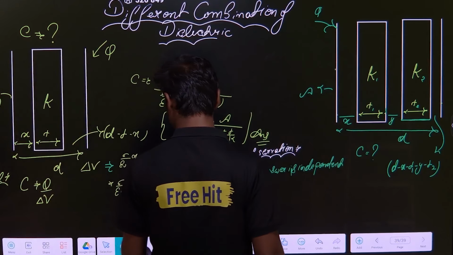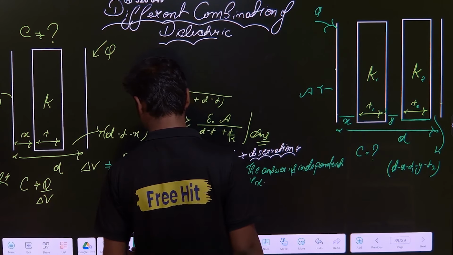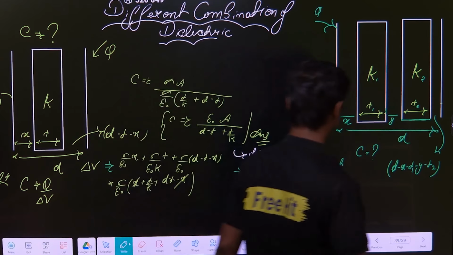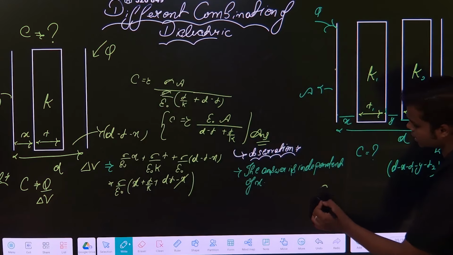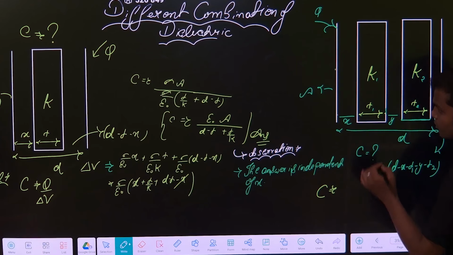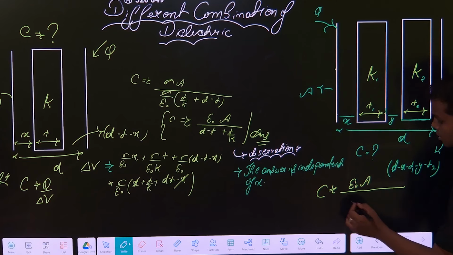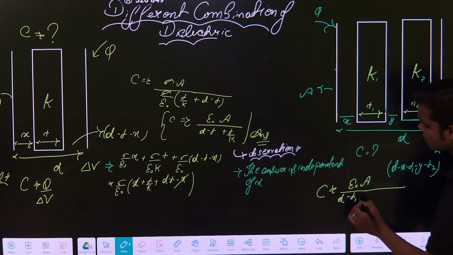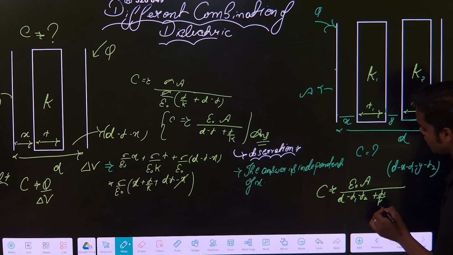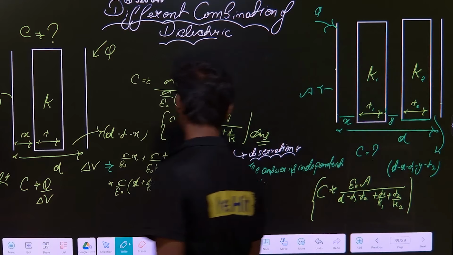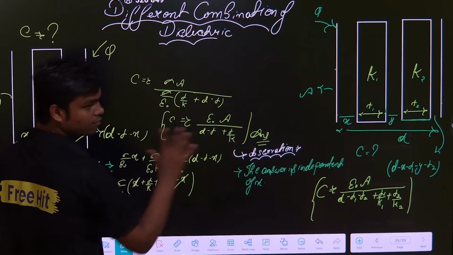So what is the observation basically? Let me write the answer for you, then you will understand the observation. If you write the capacitance for this, what will you get? You will get epsilon naught A divided by T minus T1 minus T2 plus T1 by K1 plus T2 by K2. That is the capacitance you will get. Basically, one extra term will be added here.